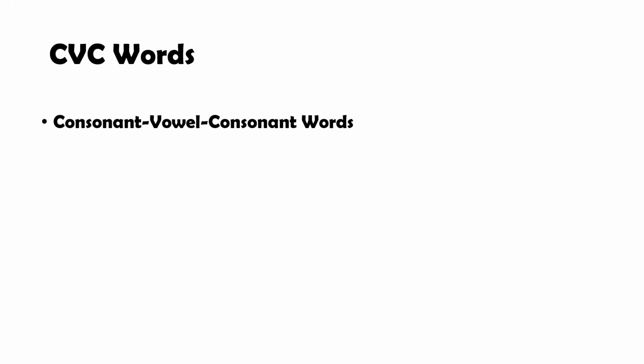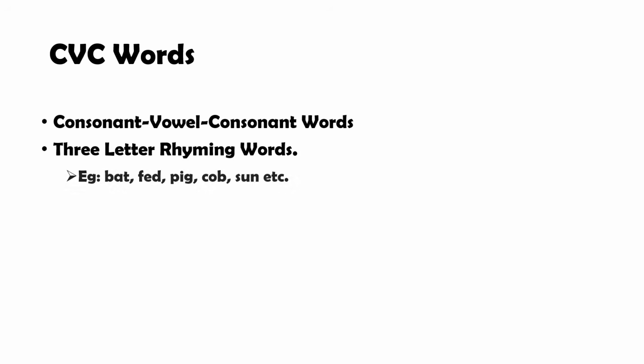These words are known as consonant-vowel-consonant words. They are the basis for forming the three-letter rhyming words which we will be studying shortly. Words such as bat, fed, pig, cob, sun, etc.